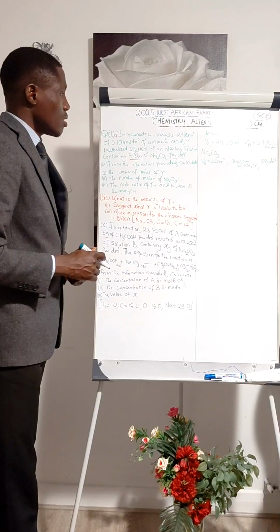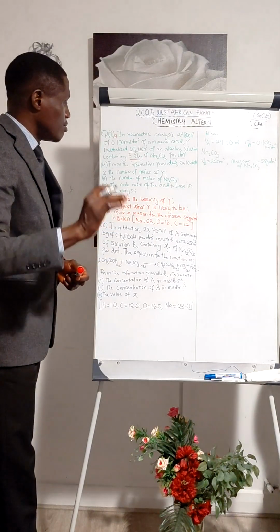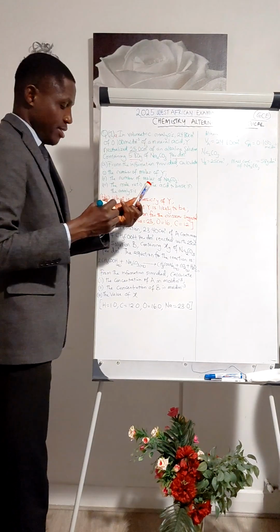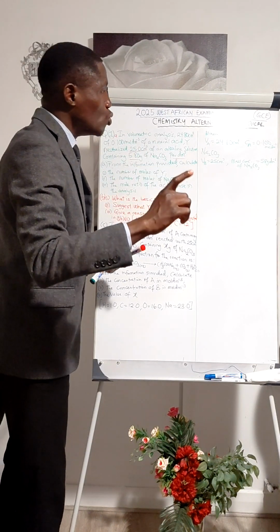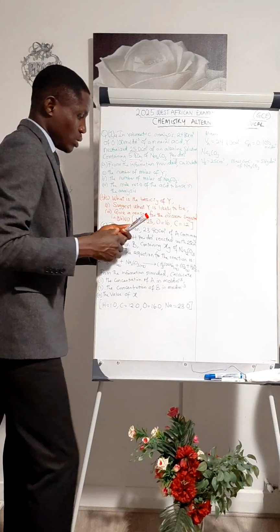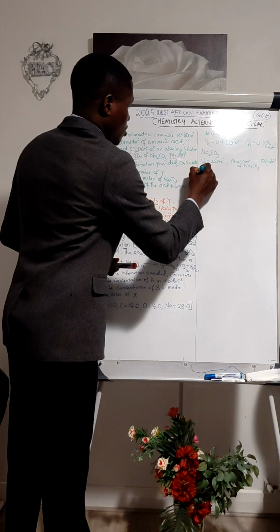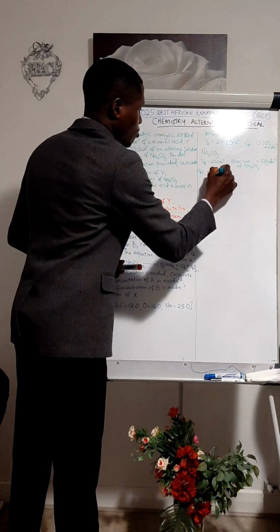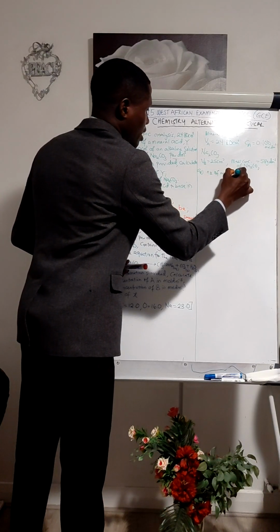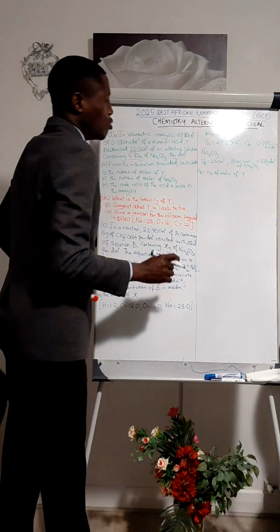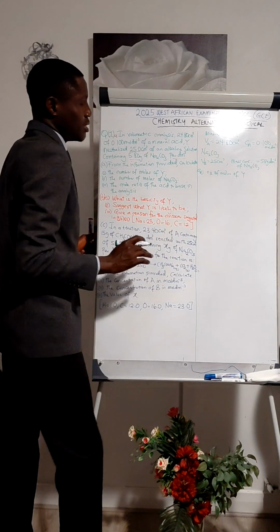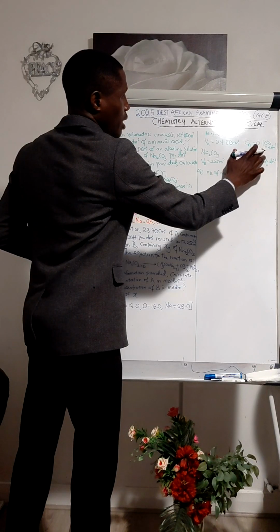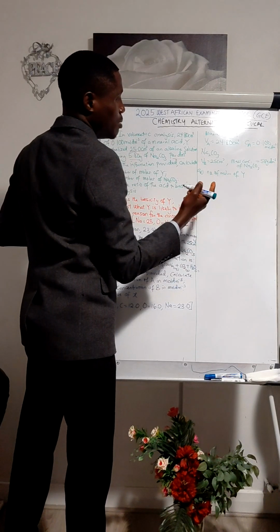Now, having known this information, they said from this information, calculate the number of moles of Y. The first question here is A Roman figure 1: we have to calculate the number of moles of Y. And how do we go about that? The first thing you have to look at is that we are given the concentration of Y, which is the molarity.